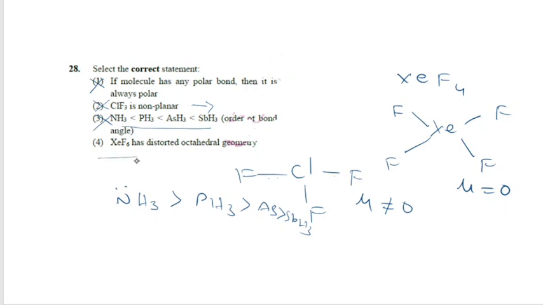And what about this one? XeF6 has a distorted octahedral geometry. Yes, definitely it has one lone pair of electrons, which distorts the octahedral geometry, and hence XeF6 has distorted octahedral geometry. The fourth one is the correct statement.